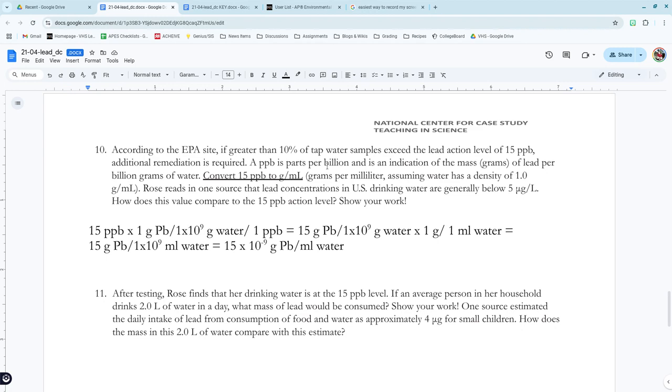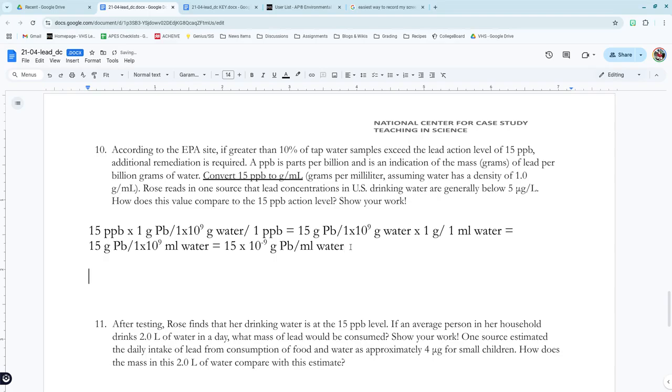So after converting 15 parts per billion to grams per milliliter, we are then asked to compare that to 5 micrograms per liter, which is the lead concentration that's generally found in U.S. drinking water. So in order to do that, I could either convert the answer I just got to micrograms per liter, or I can convert micrograms per liter to the units that I used in the last part, which is what I'm going to choose to do. So I'm going to start with 5 micrograms per liter. I'm just going to copy that unit so that I don't have to look up the symbol.